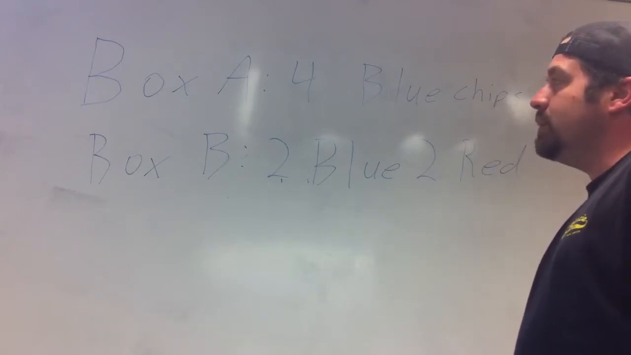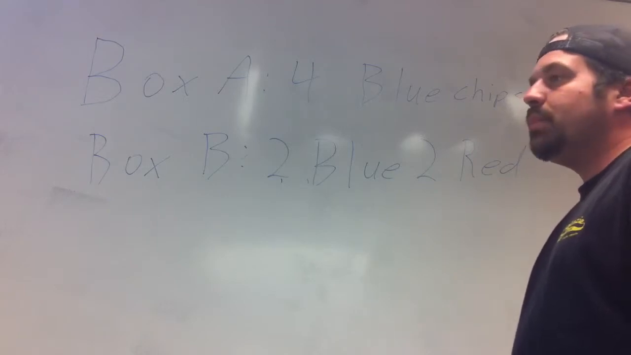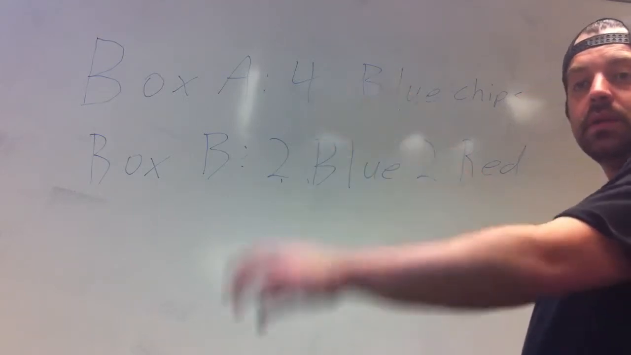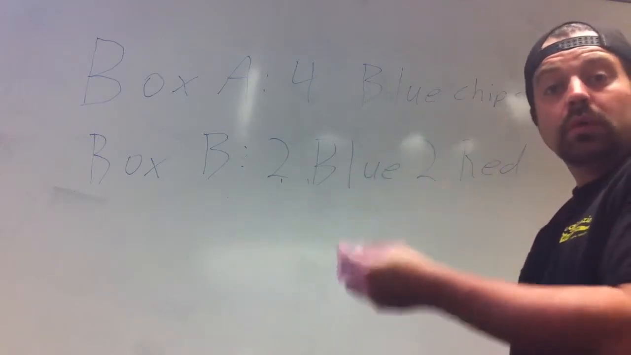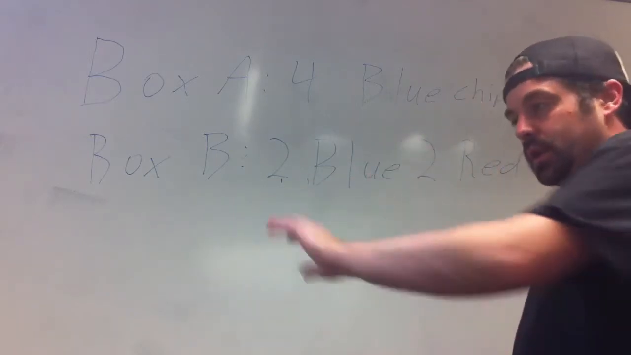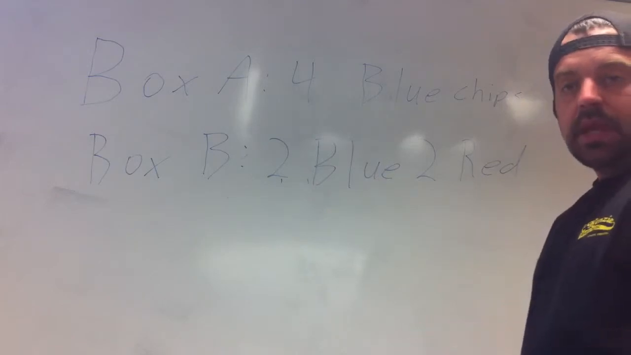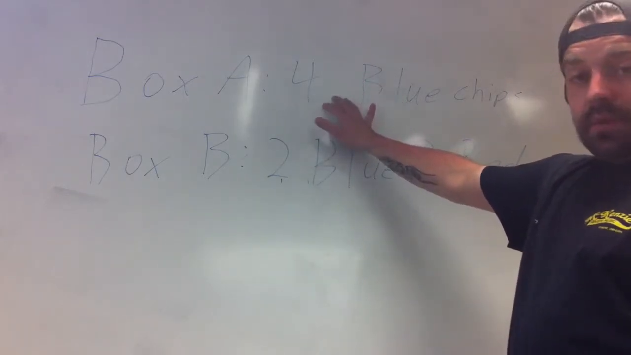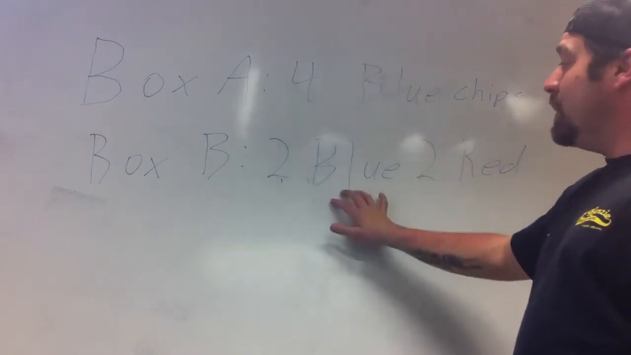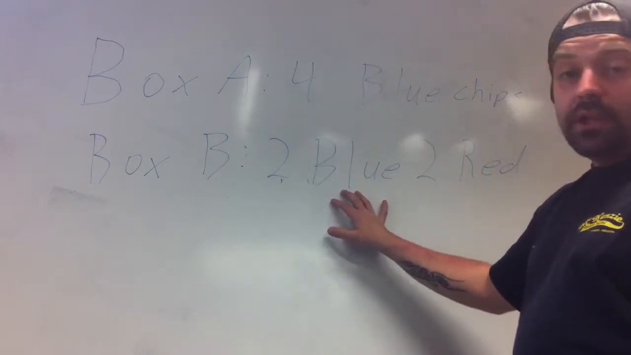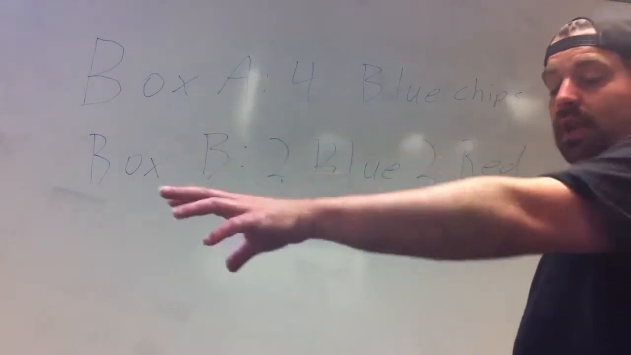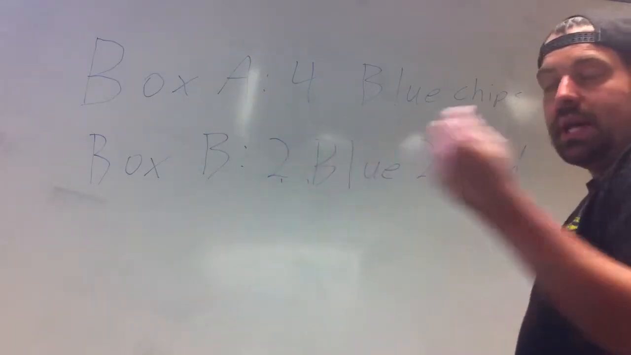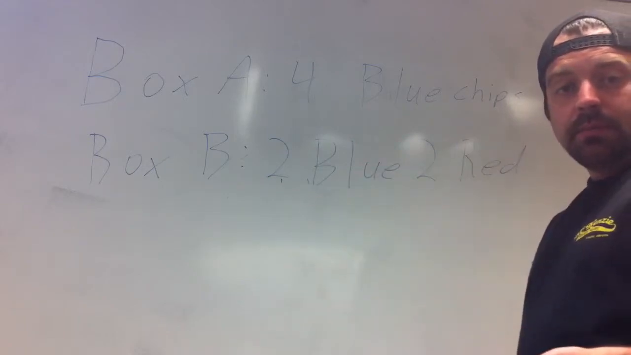So, the problem says, a game is played by randomly selecting a box, and then from that box, you draw out two chips without replacing. So you draw the first chip, and then you put it to the side, and then you draw the second chip. Now, the two boxes are box A, which has 4 blue chips, and box B, which has 2 blue chips and 2 red chips. Now, the boxes aren't labeled, so you've got a 50% chance of picking each box, and you're then going to reach blindly in and pick one chip, and then pick another chip.